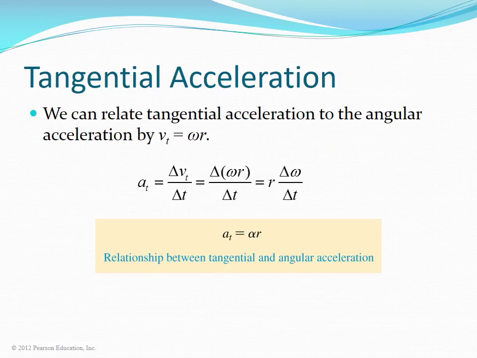As we did with angular velocity, we can relate angular acceleration to tangential acceleration. The tangential acceleration is the rate of change of the tangential velocity, which is the rate of change of omega times r. Since the radius is constant, it does not change. So the tangential acceleration is the radius of the circle times the angular acceleration, alpha.